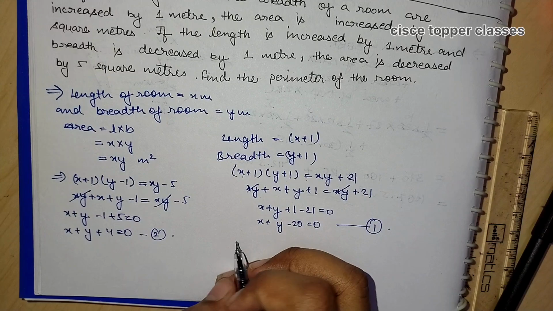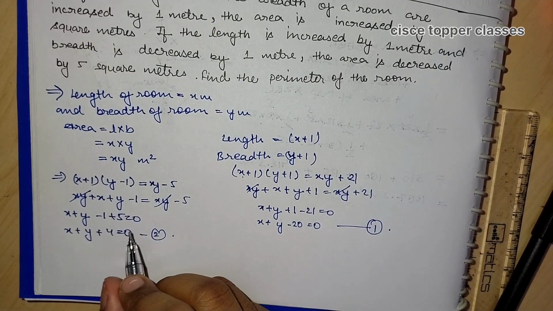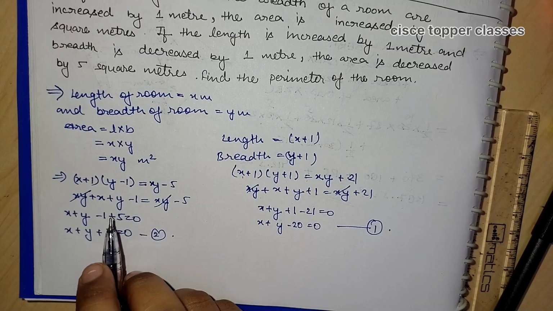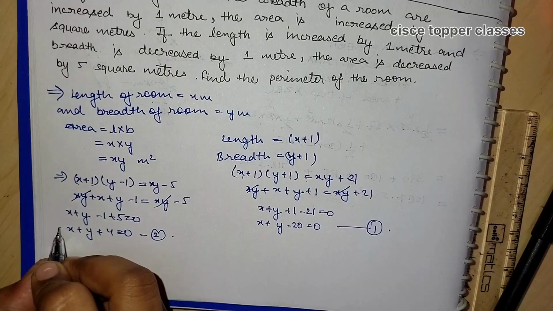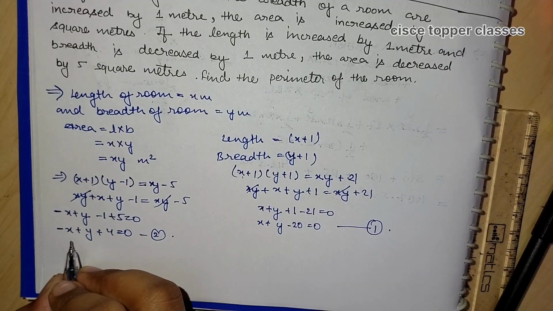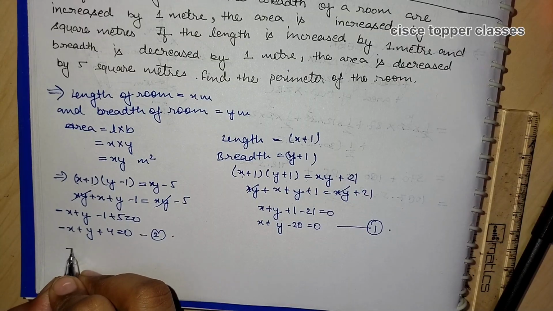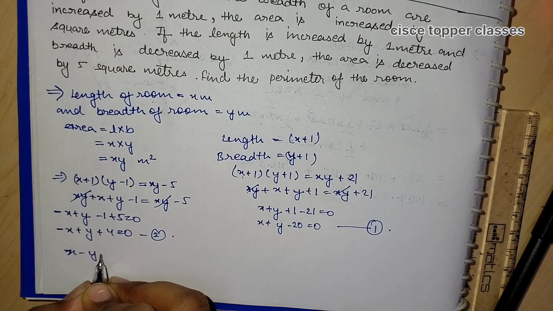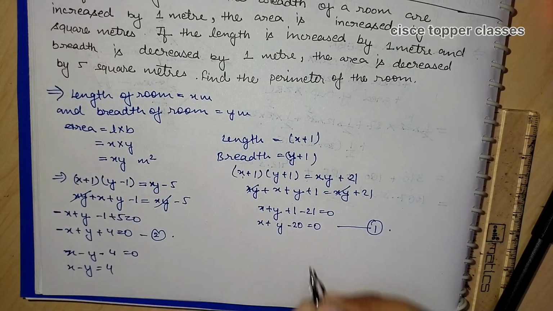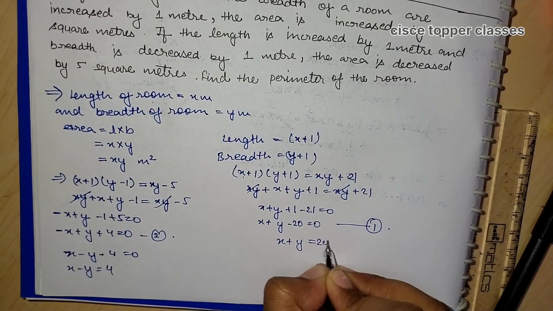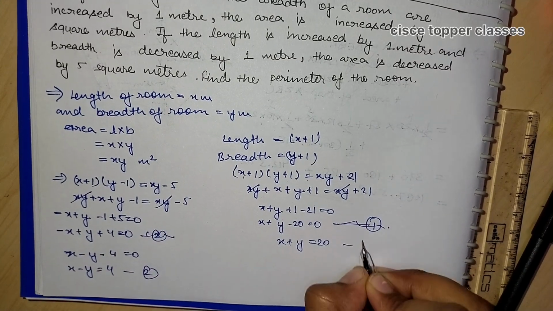So solving the two equations here, we can write x minus y also, because on multiplying x with minus 1 we are getting minus x also. So minus x plus y minus 1 plus 5. If we take common here, we can write x minus y minus 4 equal to 0. So x minus y equal to 4, and here x plus y equal to 20. So I'll solve these two equations. Let it be the second equation and let it be the first equation here.